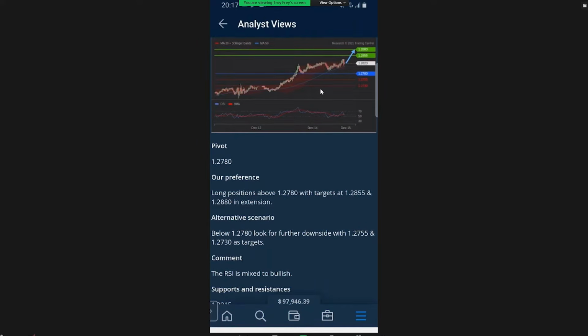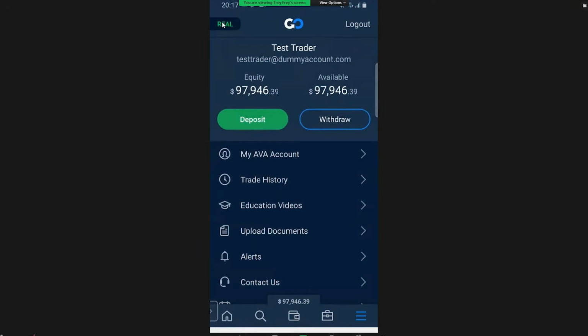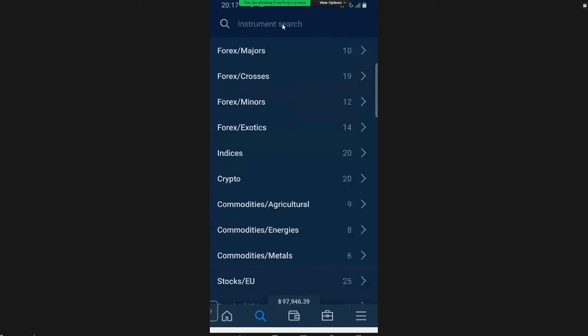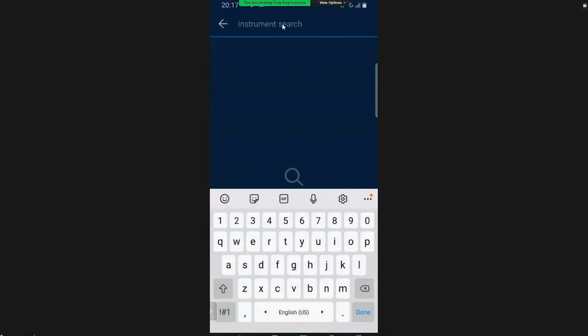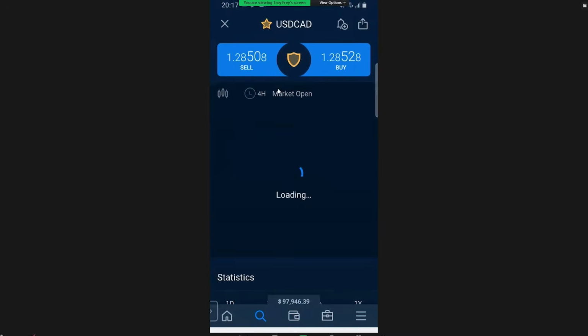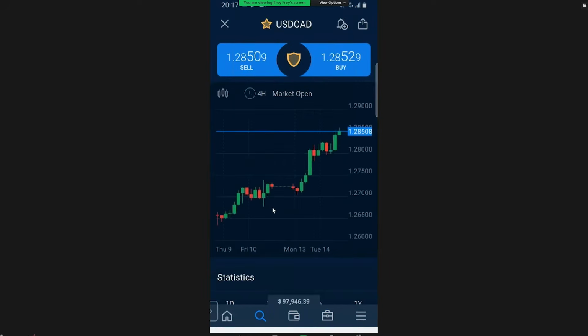So let's keep in mind 127.80, and let's see how close the movement is right now to that. Let's go back and look at USD Canadian. I'll tap on the search button down here, and we'll quickly find USD Canadian. There it is, and we take a look at the chart.